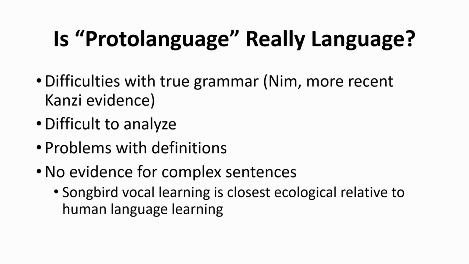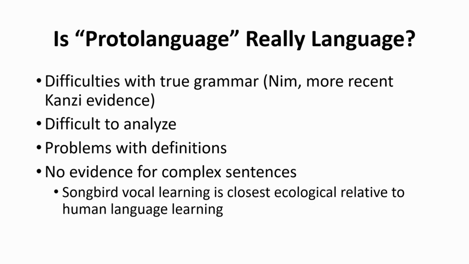It's also very difficult to analyze because most of these studies are being done on one or two individuals at a time. So it's almost impossible to make any broad sweeping statement of what this species can do as a whole. There's problems with definitions. As I said early on, not everyone agrees on what the definition of language should include, and if they can't agree on a definition, they can't agree on whether species meet that definition or not. And there is no evidence for complex sentences yet.